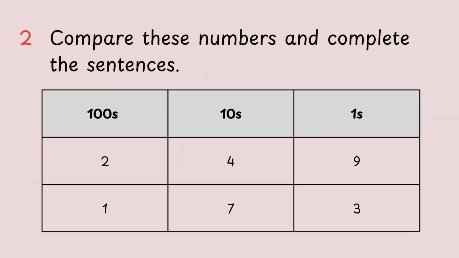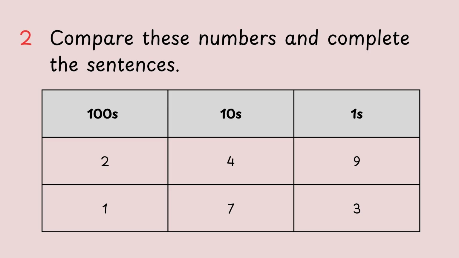Question number 2. Compare these numbers and complete the sentences. So now we are going to compare two different numbers using a place value chart. So let's find out which number is bigger and why. First, let's look at our very first row to see what our first number is. We have 2 hundreds, 4 tens, and 9 ones. Put them together and that makes 249.